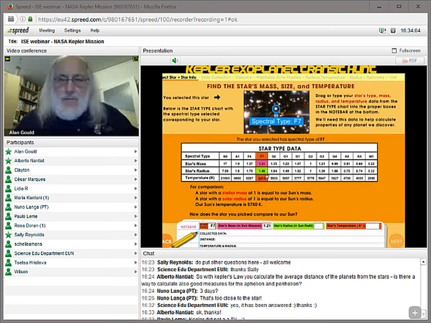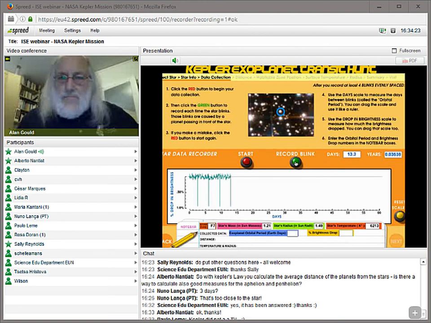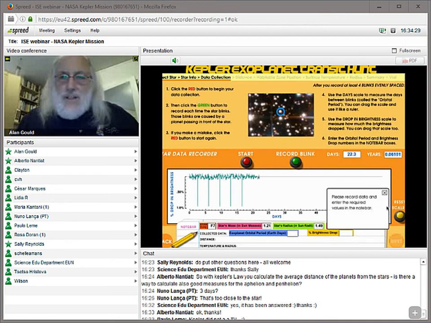So we're putting the spectral type, the star mass, the star radius, and the temperature into that note bar. Then the next one is to actually collect data. So we click the start button, and every time the star blinks, the star that's in that field of view there at the top, you press the record blink button. And this is a little tricky because you have to read the instructions to know to do that, but you record the blink button and it presses those.